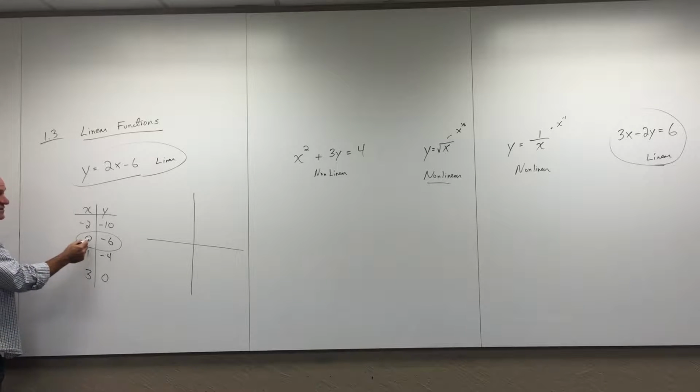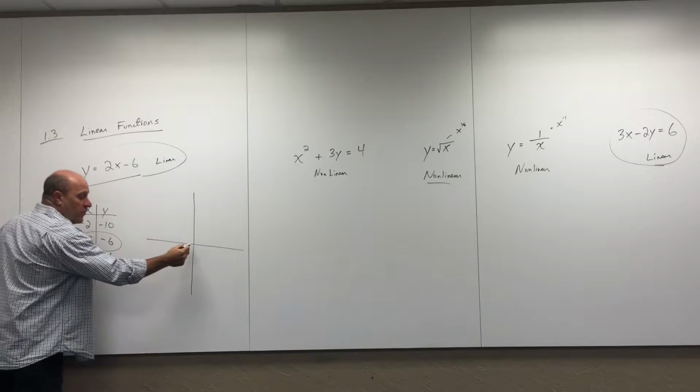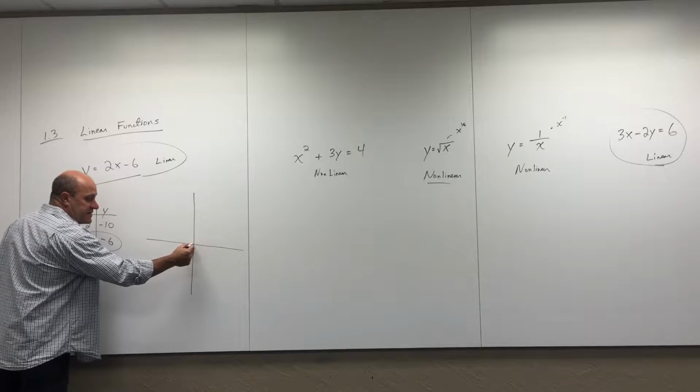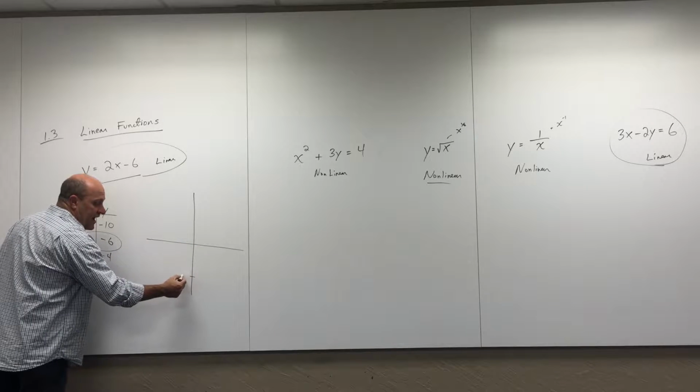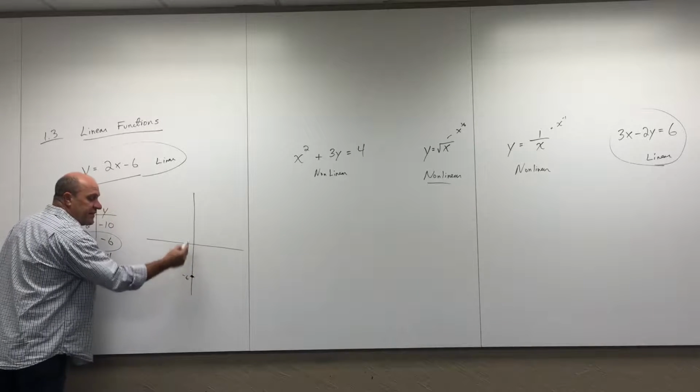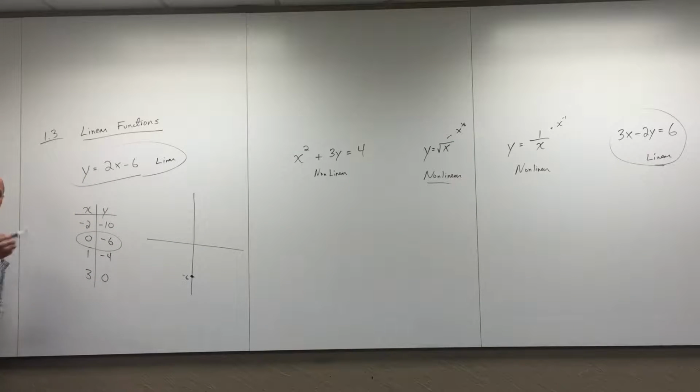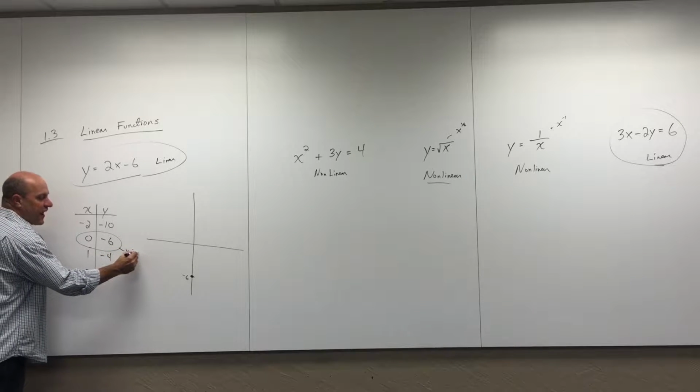These are just a bunch of random points, but I stumbled onto a couple important points, like this one. When x is 0, this is y. What we found is this is the point when x is 0 and y is -6. This is the point that crosses the y-axis. The point that crosses the y-axis is a rather important point with a special name called the y-intercept.